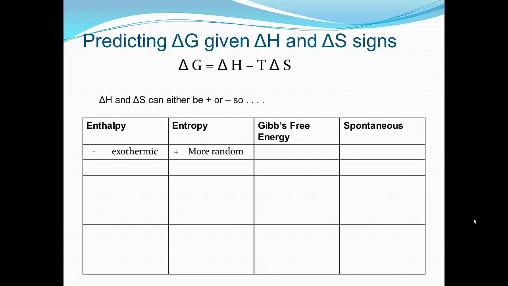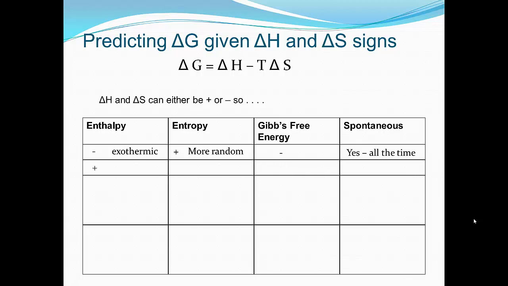Now take a look at your formula. If your delta H is negative, okay, and your delta S is positive, you have a negative minus a positive. There's no way for you to get anything other than a negative delta G, which means that this reaction will always be spontaneous. There are no exceptions to this. Now let's go through the other situation.